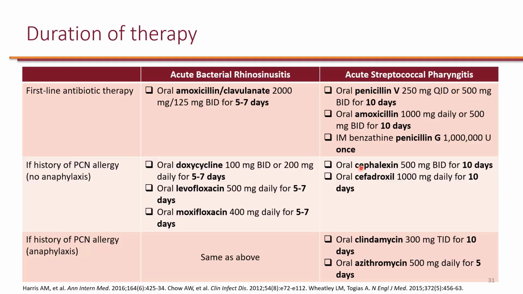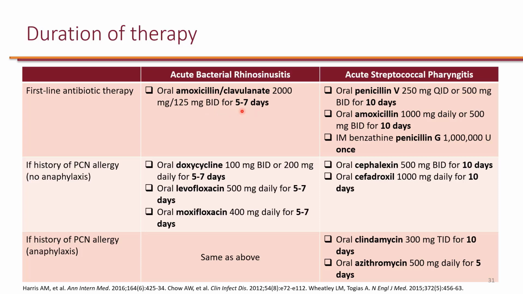For the duration of therapy of acute bacterial rhinosinusitis, the drug of choice is high-dose amoxicillin clavulanate. So that would be 2 grams of amoxicillin along with 125 milligrams of clavulanate given twice a day, and this is typically for 5 to 7 days.